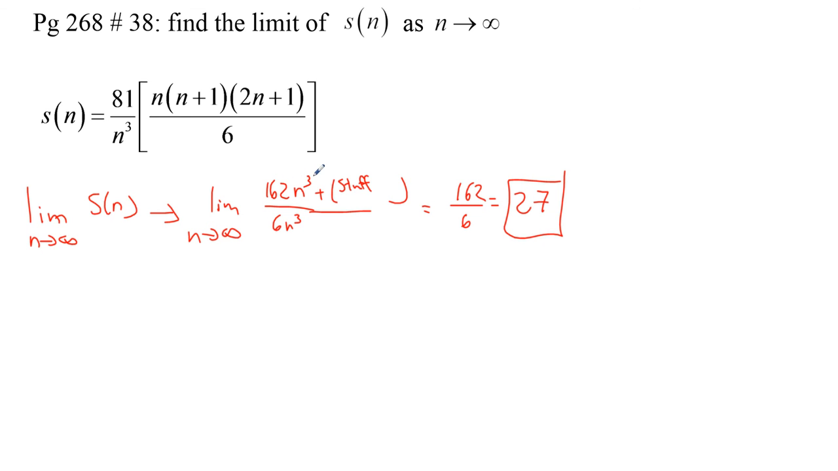Now, if I ended up with 4 here and a 3 in the denominator, as far as my degree goes, that limit would not exist, or it would go to infinity. If it ended up being 162n squared over 6n to the third, well, then this would be 0 because the degree of the denominator was bigger than the degree of the numerator.